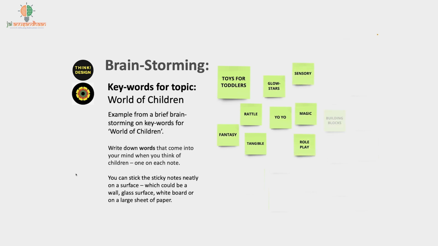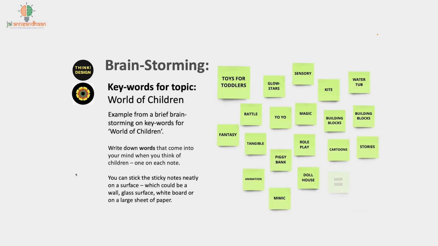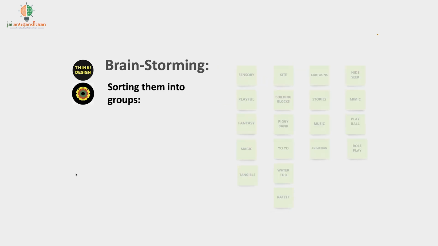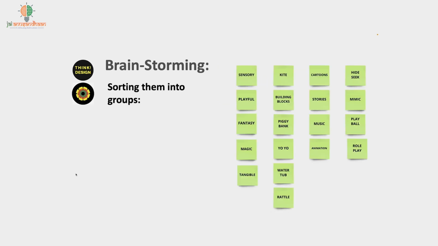Role play, sensory. You can see that many keywords can make up this particular topic. So you put it down on a piece of paper. Then you can sort them into groups. This is the next stage of it. And this sorting can be done by relationships.